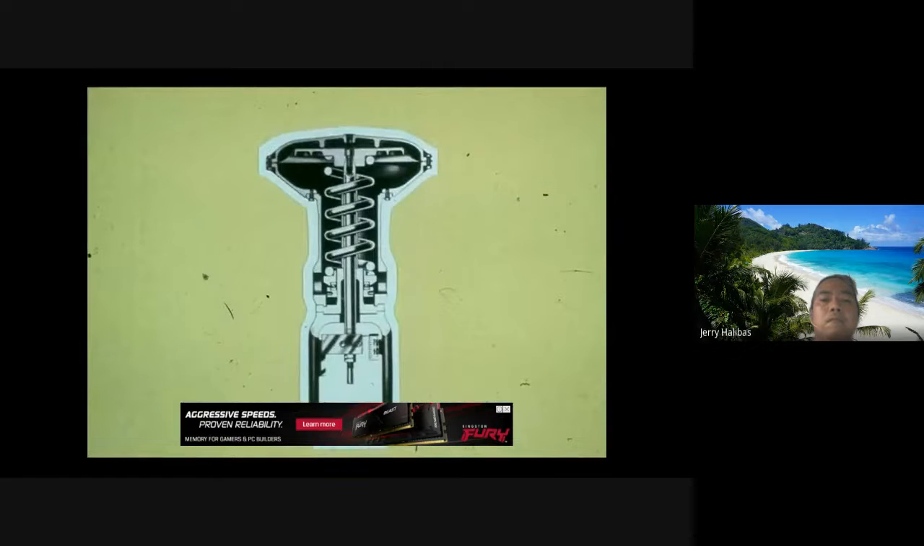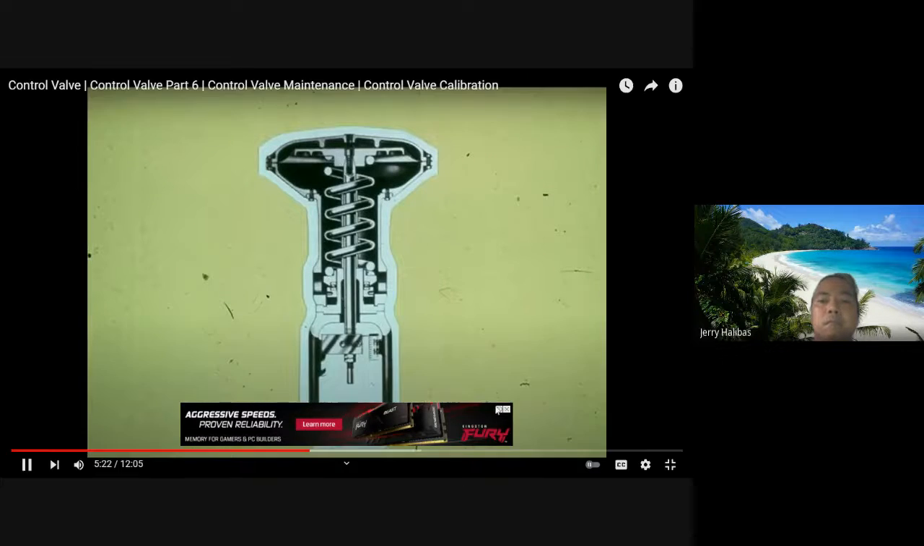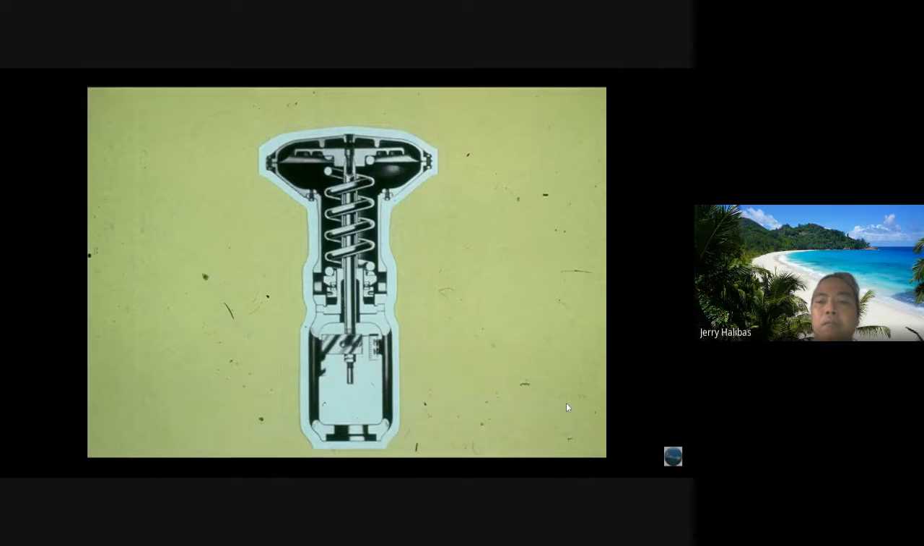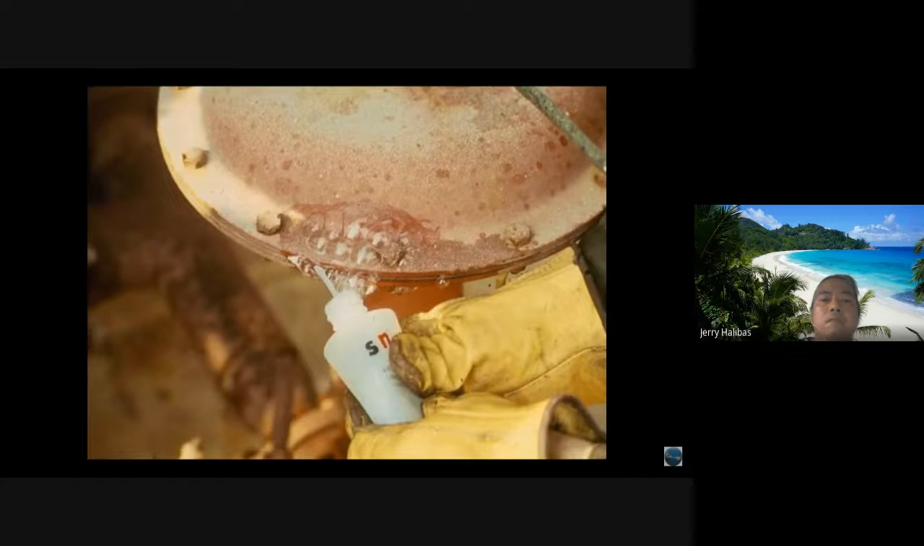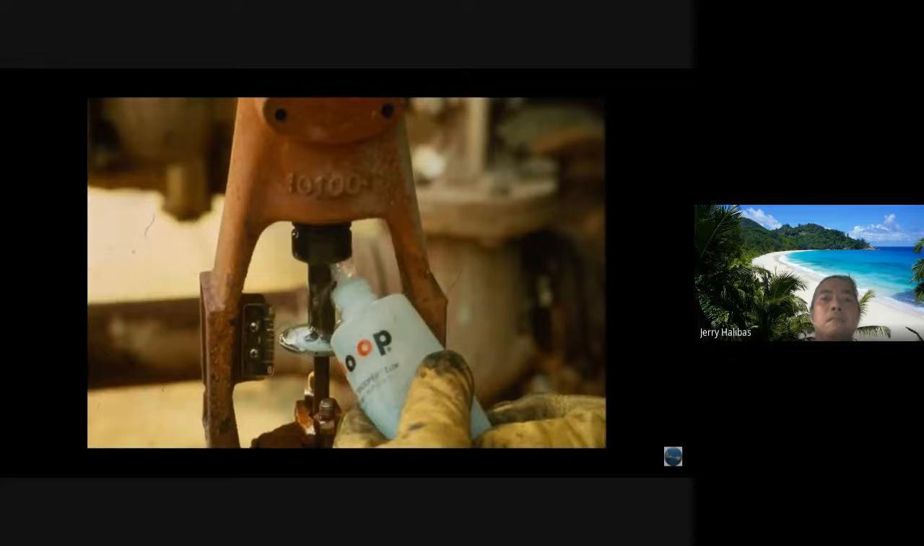Study the cutaway. Where could a leak occur? A ruptured diaphragm would certainly leak. And loose diaphragm case nuts would cause a leak. Use Snoop to find the leak. This leak can be repaired by tightening the case nuts. If air is escaping around the adjusting screw, the diaphragm is probably ruptured and needs replacement.